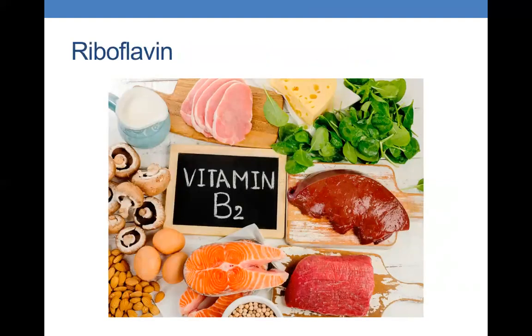Riboflavin. So our next B vitamin, B2. Riboflavin usually goes by the name riboflavin versus B2. We will learn about some B vitamins that go by their number versus their name. The word riboflavin comes from the Latin word flavus, which means yellow. And so obviously riboflavin is going to be a very yellow kind of component. And riboflavin plays a very important role in coenzymes, FAD and FMN, as well as an antioxidant.